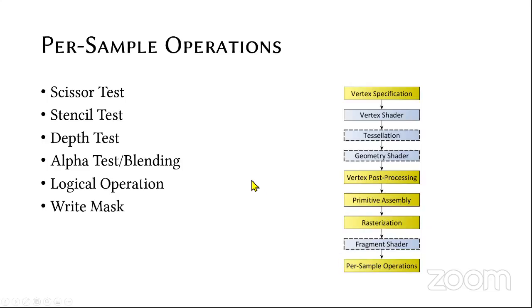Okay. And so there's 6 particular tests or operations that we do: the scissor, the stencil, the depth. Alpha test is not really used anymore in favor of the discard function in the shader. But blending kind of goes along with that. So what do you do when you have parts of the object that are transparent? And then we have logical operations and write masks.